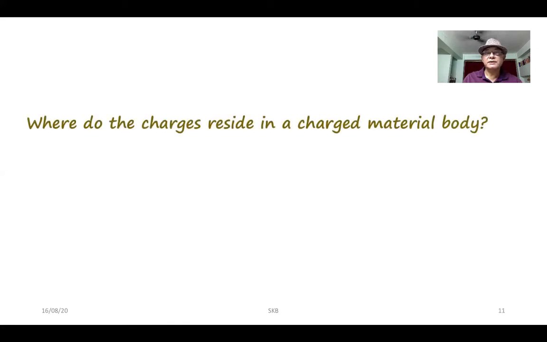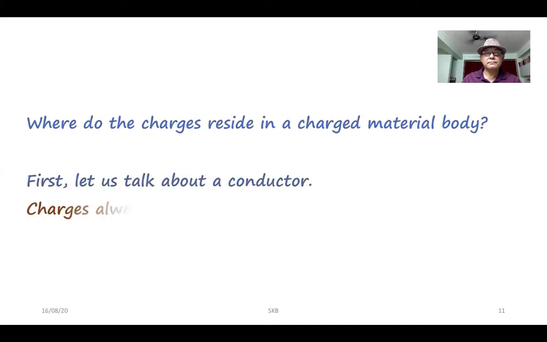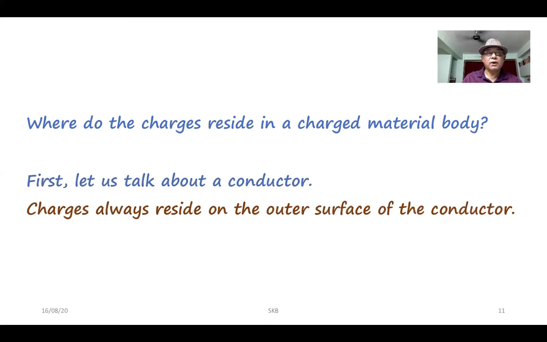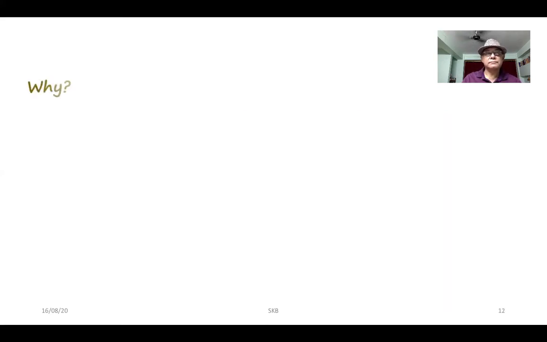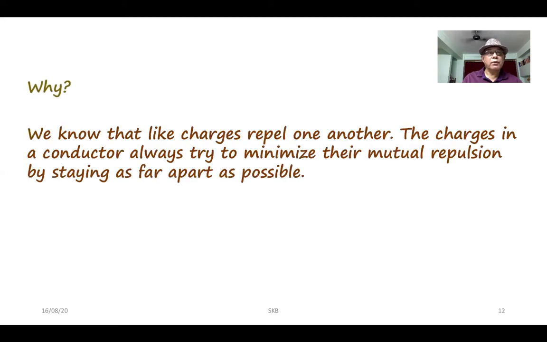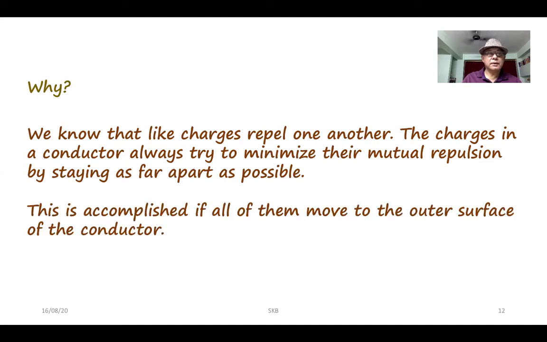Where do the charges reside in a charged material body? First, let us talk about a conductor. Charges always reside on the outer surface of a conductor. Why? We know that like charges repel one another. The charges in a conductor always try to minimize their mutual repulsion by staying as far apart as possible. This is accomplished if all of them move to the outer surface of the conductor.